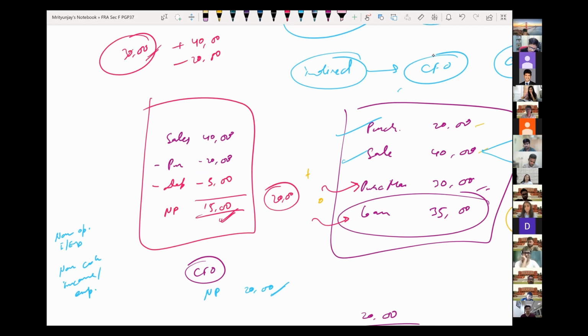Now, this is exactly what we are doing. Our cash impact, cash flow from operating activity, if you wanted to calculate, is going to ignore that there is a depreciation, right?